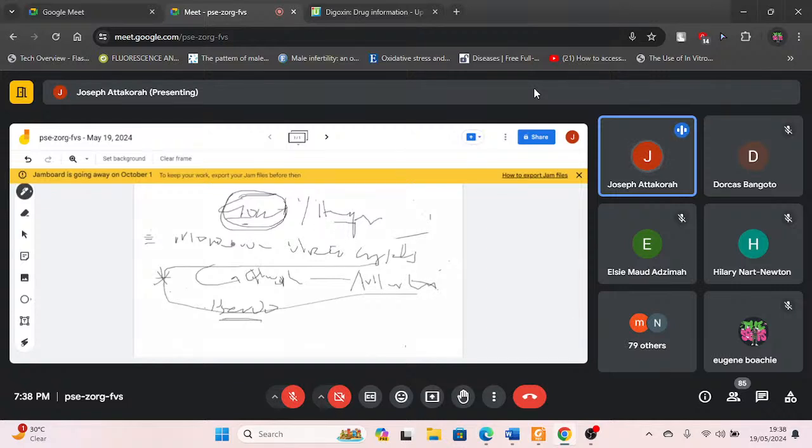Uric acid causing damage to these joints will be termed as what? Will be termed as gout. If it's uric acid, it's gout. If it's other crystals, we call it pseudo gout. So note this. A patient will come with hyperuricemia.